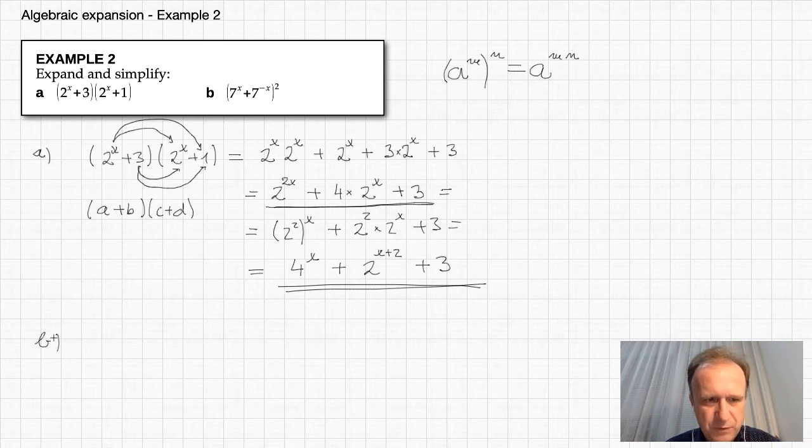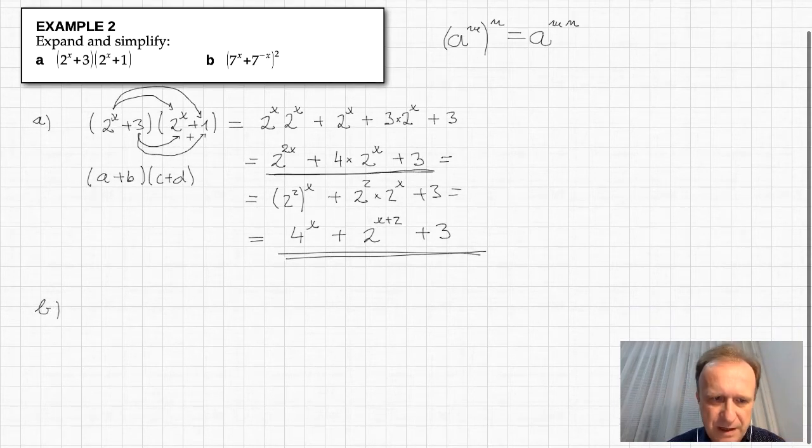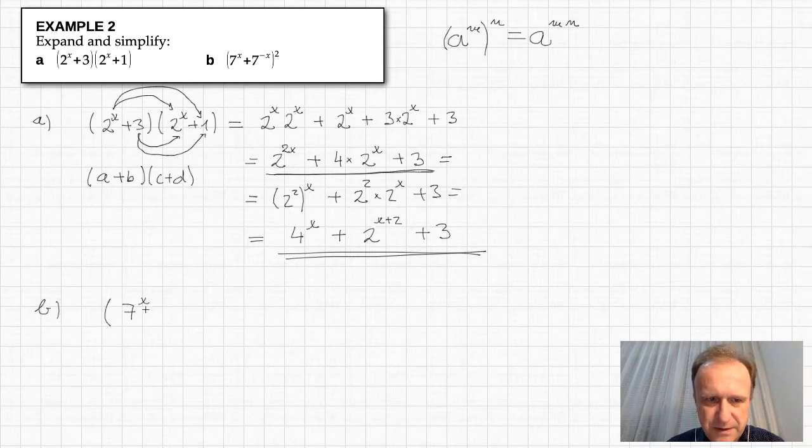Now let's move on to part B. In part B we have the expression in brackets 7 to the power of x plus 7 to the power of negative x, or minus x, all squared. Now you can see the pattern. This is actually the formula a plus b, so you have the sum of two numbers, which is then squared. So we could use this formula.